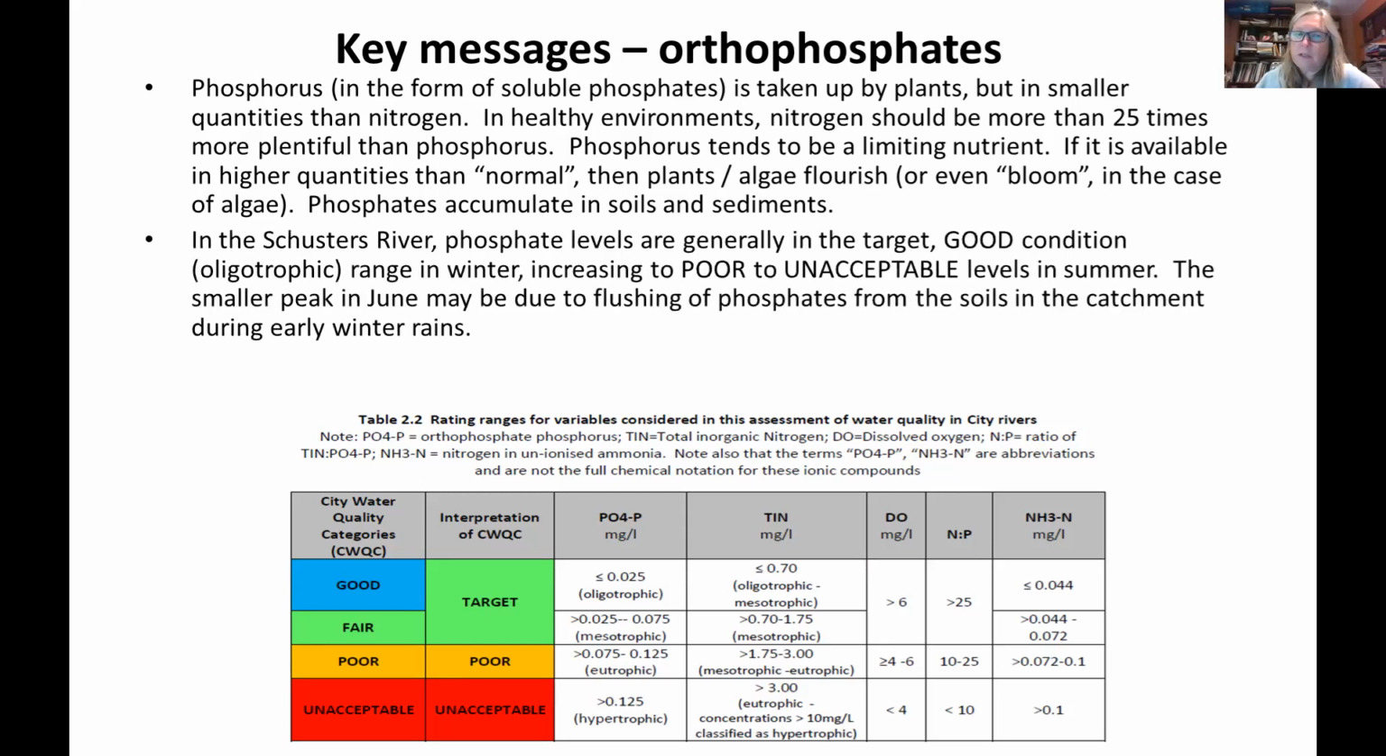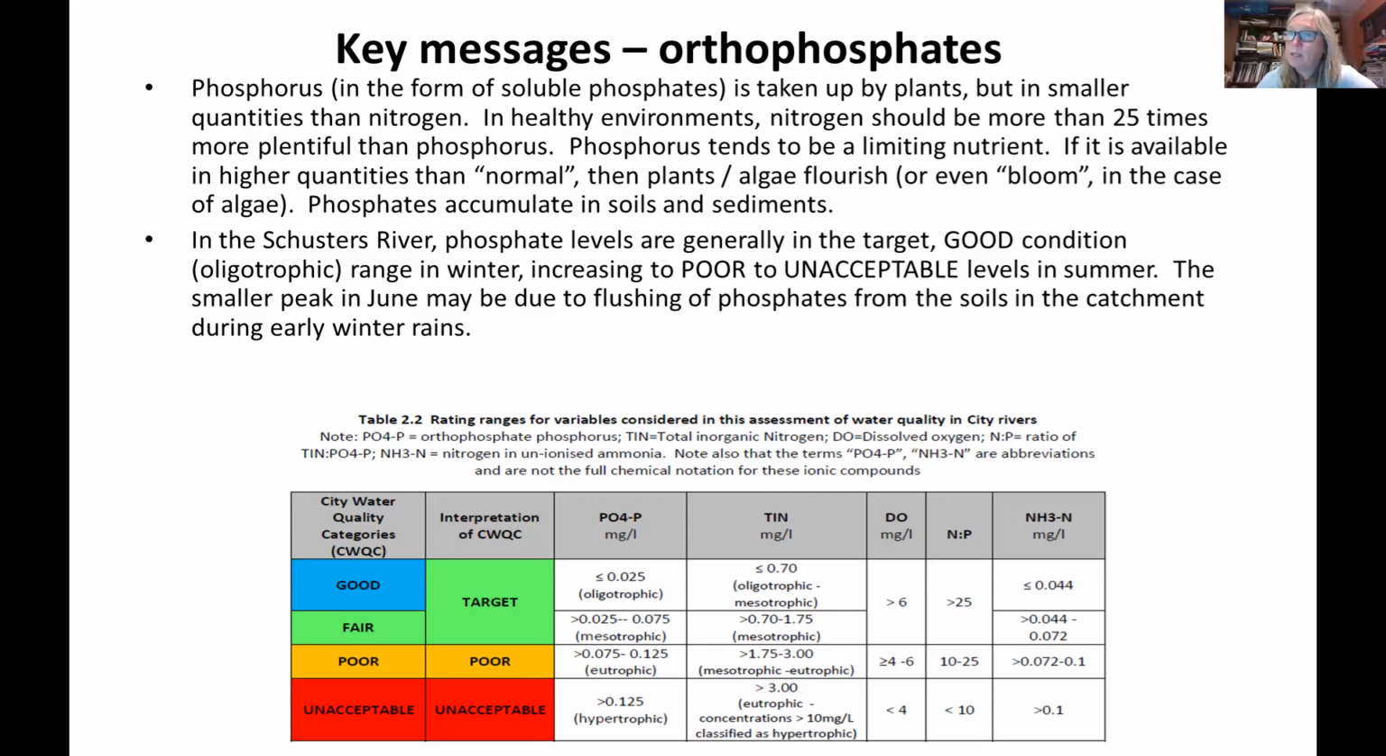In the Schisters River, the phosphate levels are generally in the target range, so showing that it's in good conditions, so oligotrophic, low nutrient in winter, increasing to poor to unacceptable, however, in summer. So that seems to be an increasing trend over time. So phosphorus, or the orthophosphates, soluble phosphorus, is becoming an issue in the lower Schisters.